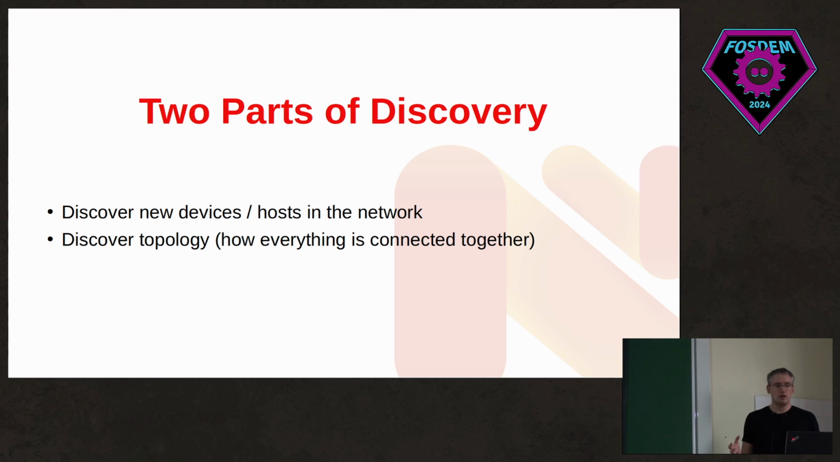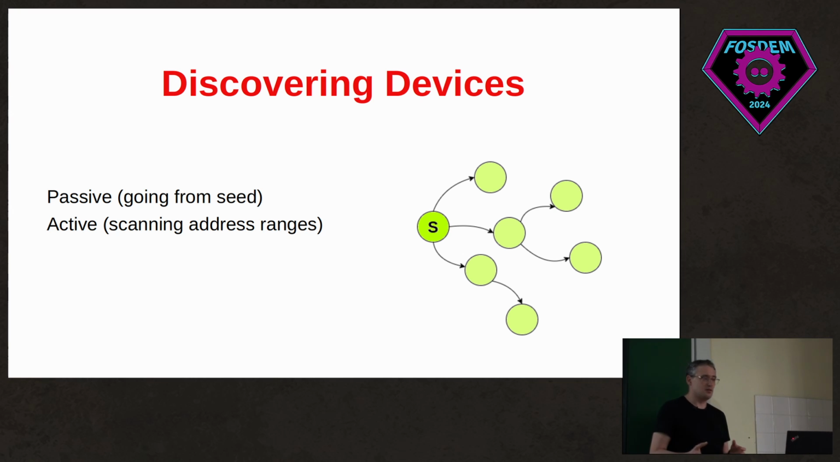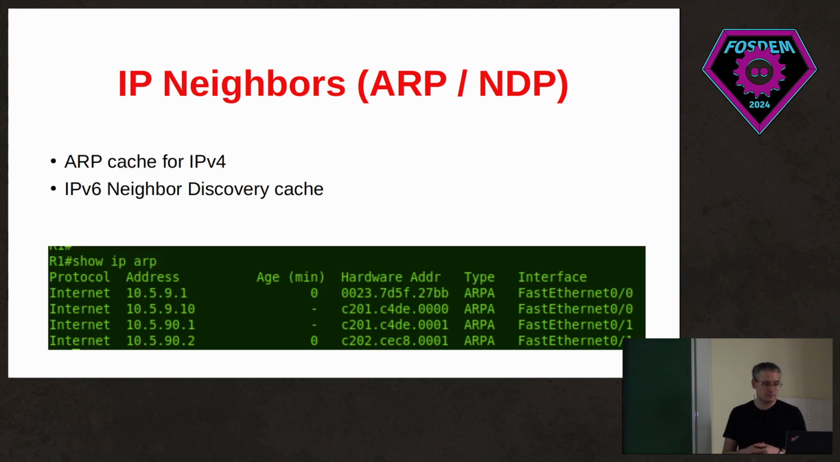So there are two parts of network discovery: to discover new devices connected to your network, and to discover the topology, how everything is actually interconnected. For the first part, we have two approaches. We call it passive, when we go from a single seed node, find the neighbors of that node, take each neighbor as a new seed, and go further and further through the network. And active, when we basically just scan address ranges.